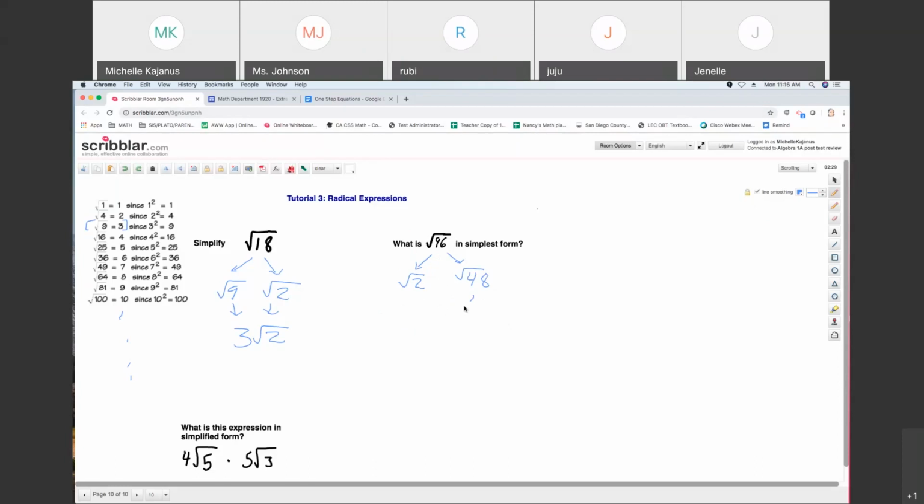So I'm going to leave it there and just keep breaking this one down. I'm going to divide it by 2. 48 divided by 2 is 24. And I'm going to keep breaking it down. 2 times 12 gives you 24, and 2 times 6, and then 6 is 3 and 2.